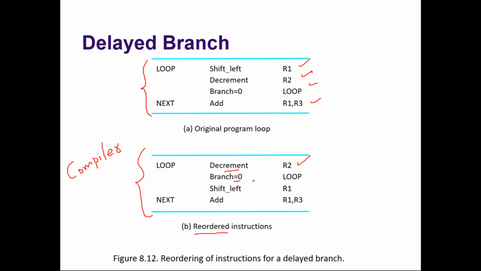Right? If branch is not 0, shift left. Okay, then here what happens, now actually shift left should come before branch 0. But now we are placing branch equal to 0 after shift left. Which means we are allowing this shift left to execute. We are allowing this instruction to execute in spite of whether the branch is taken or not.